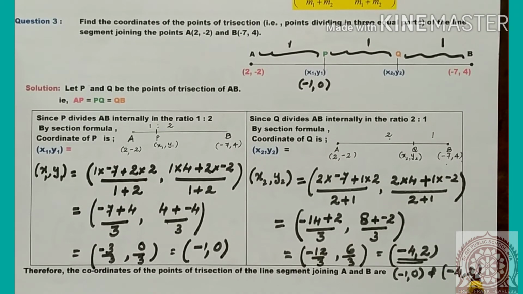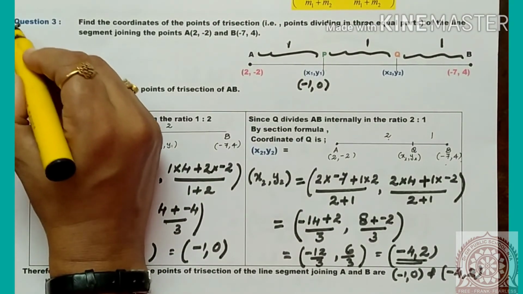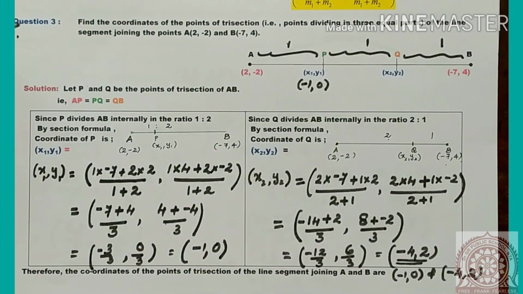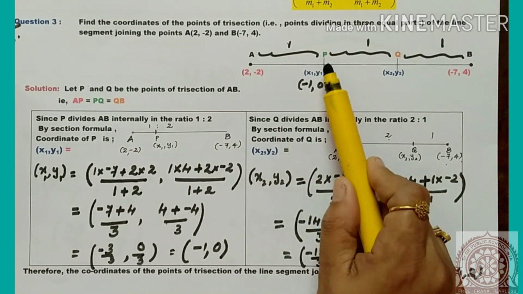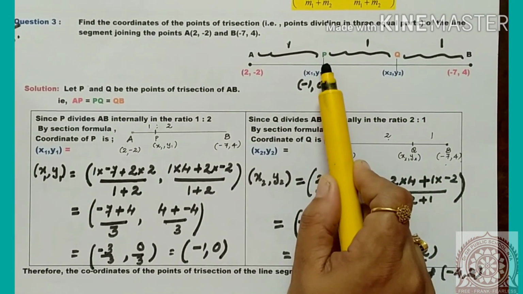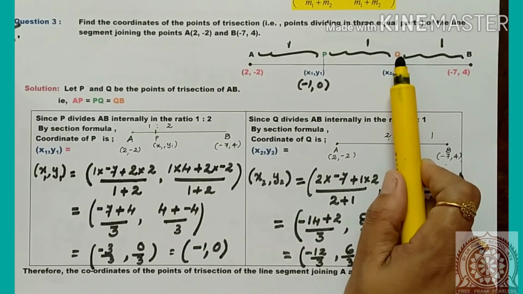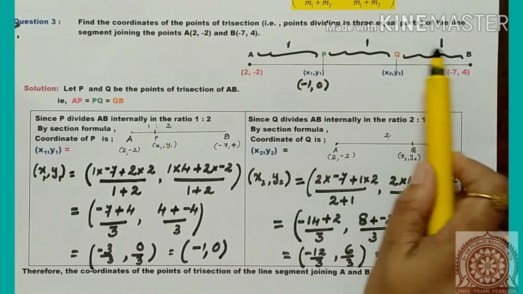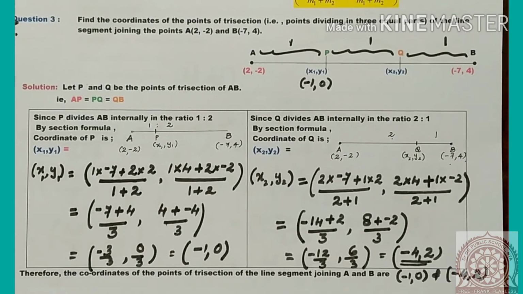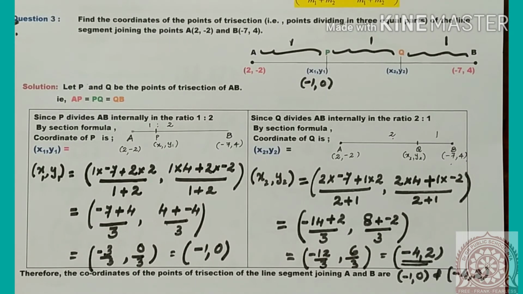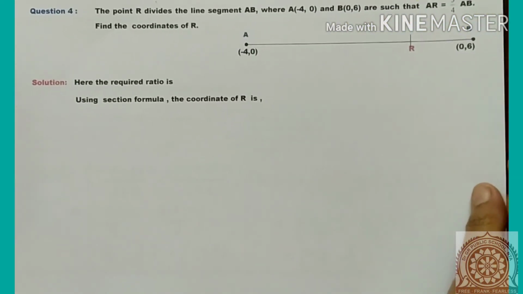So, a very important question: to find the points of trisection. For finding the trisecting points, you need to take them as P and Q. Remember, P divides AB in the ratio 1:2, but Q divides AB in the ratio 2:1. Very important question. Now we can discuss one more question. That also seems to be a very important question. Look at question number 4.